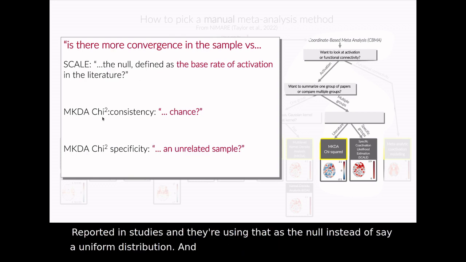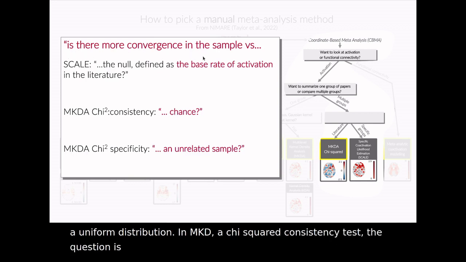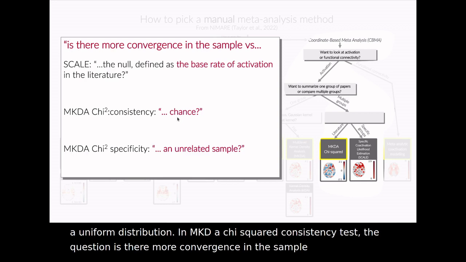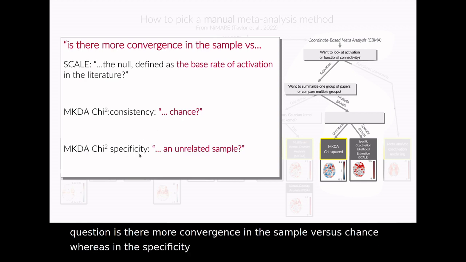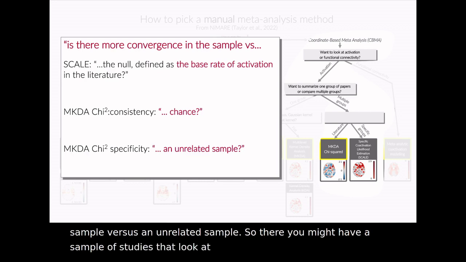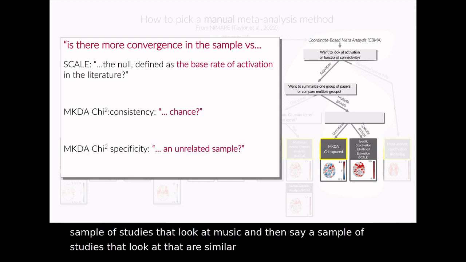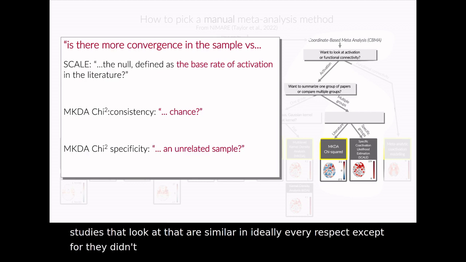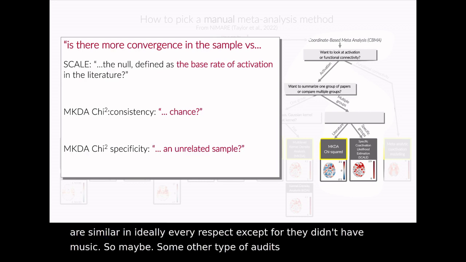In the MKDA chi-squared consistency test, the question is: is there more convergence in the sample versus chance? Whereas in the specificity test, they're looking at convergence in the sample versus an unrelated sample. So there you might have a sample of studies that look at music, and then say a sample of studies that are similar in ideally every respect except they didn't have music. So maybe some other type of auditory stimuli or so on.